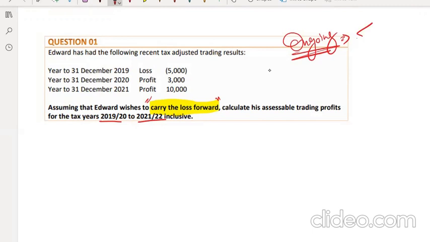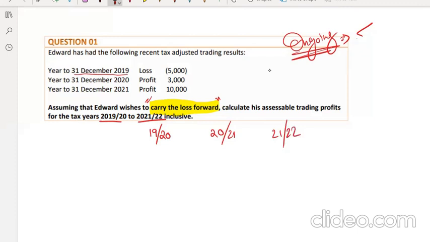Which tax year is this one? 31st December 2019 falls in which tax year? 2019 to 20, because 6th April 2019 till 5th April 2020 falls in between, right?